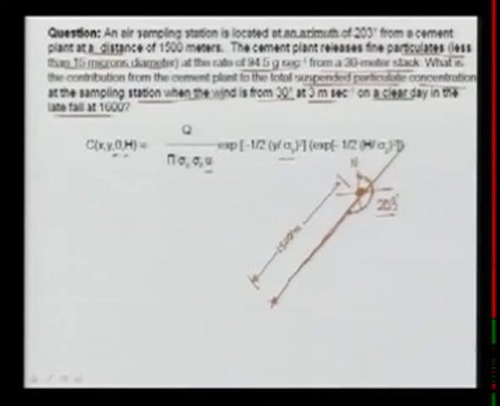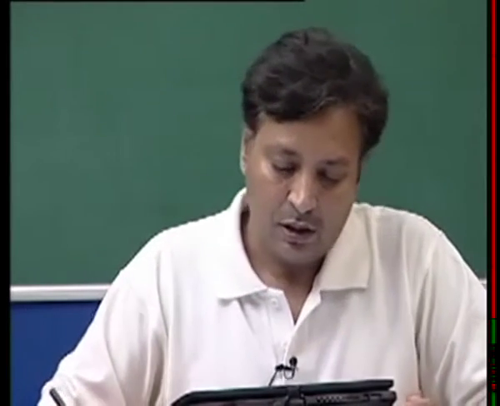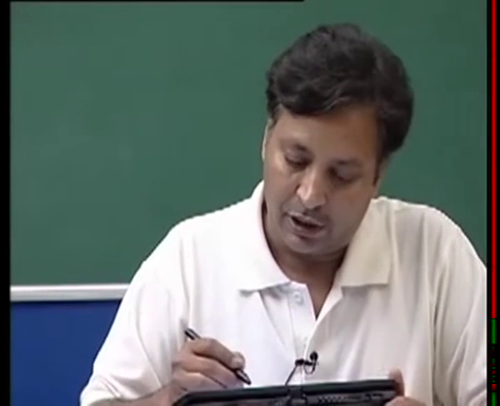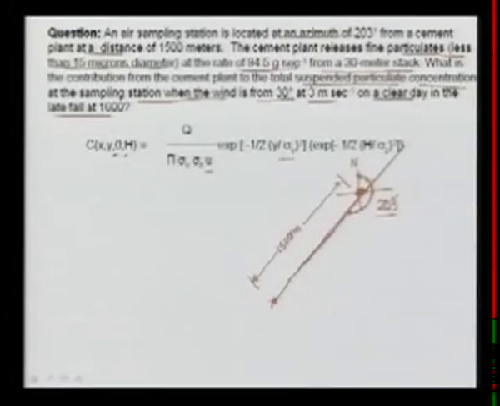Okay. All right, this is the location of the sampling station. In addition, the question says that the wind direction, let us forget about the emission of the timing. The wind is from 30 degrees at 3 meters per second. So, 30 degree is the wind direction. So, I have to go 30 degrees and show you the wind direction, and the wind is going like this.